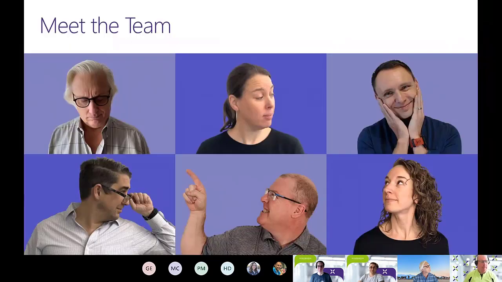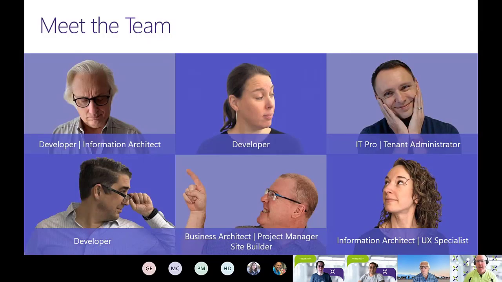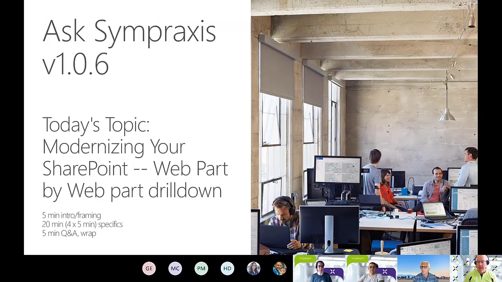So this is the team of folks on the line. All six of us. We all have a slightly different role and a slightly different approach to whatever solution we're talking about. And the solution we're talking about today is another drill down on modernization, right? People going from classic to modern. And there's a lot of places where I used to use a certain web part, a certain solution component, or a certain approach to get things done in SharePoint. And in modern, that solution or web part or component is different or doesn't exist anymore.